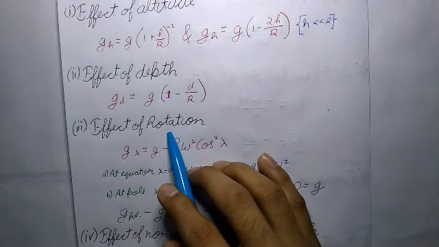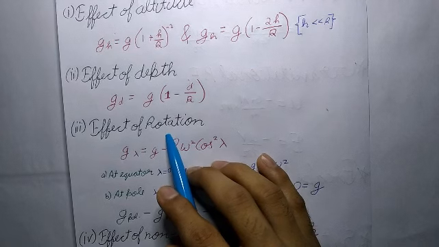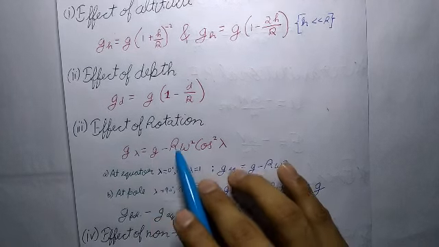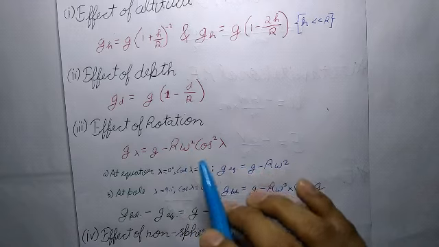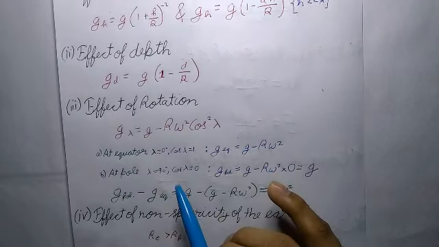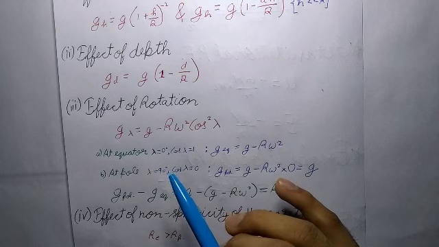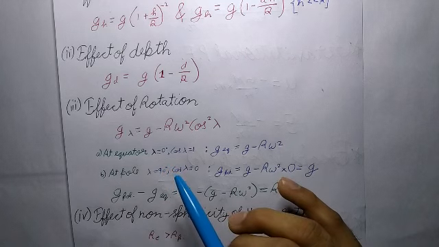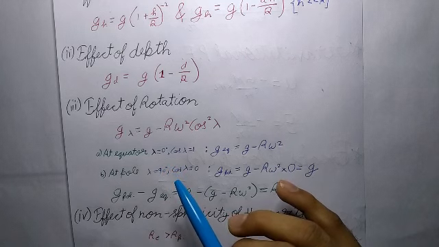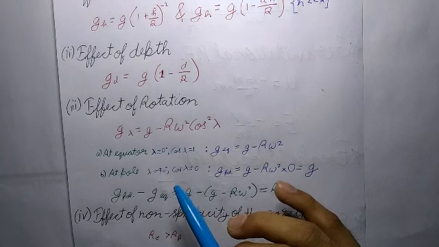If omega is the angular velocity of the earth about its axis of rotation, then at latitude lambda, g_lambda will be equal to g - R omega^2 cos^2 lambda. As lambda increases, cos lambda decreases and g_lambda increases. So as we move from the equator to the pole, the value of g increases.